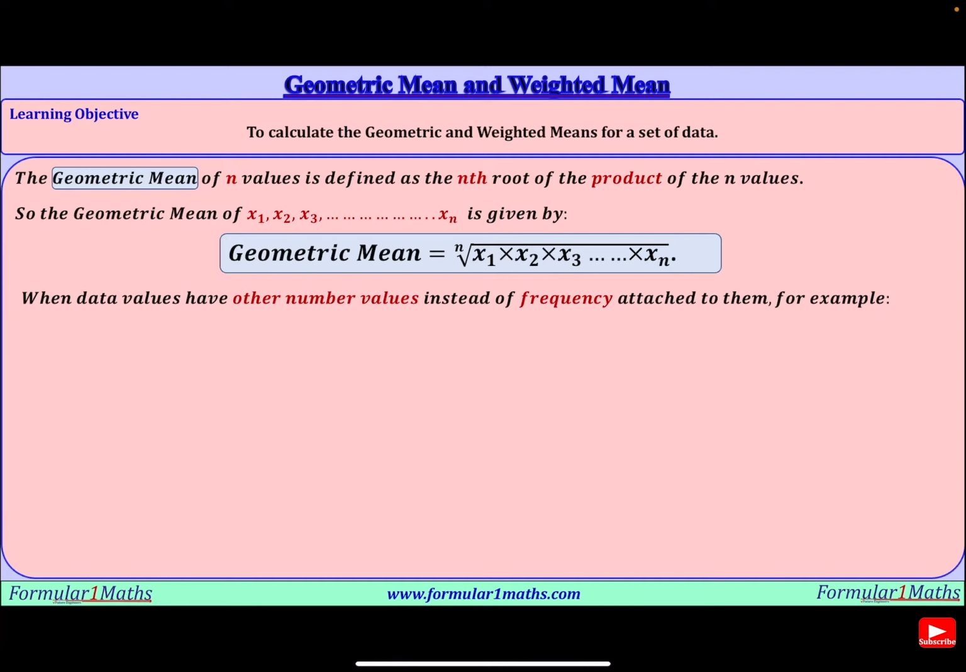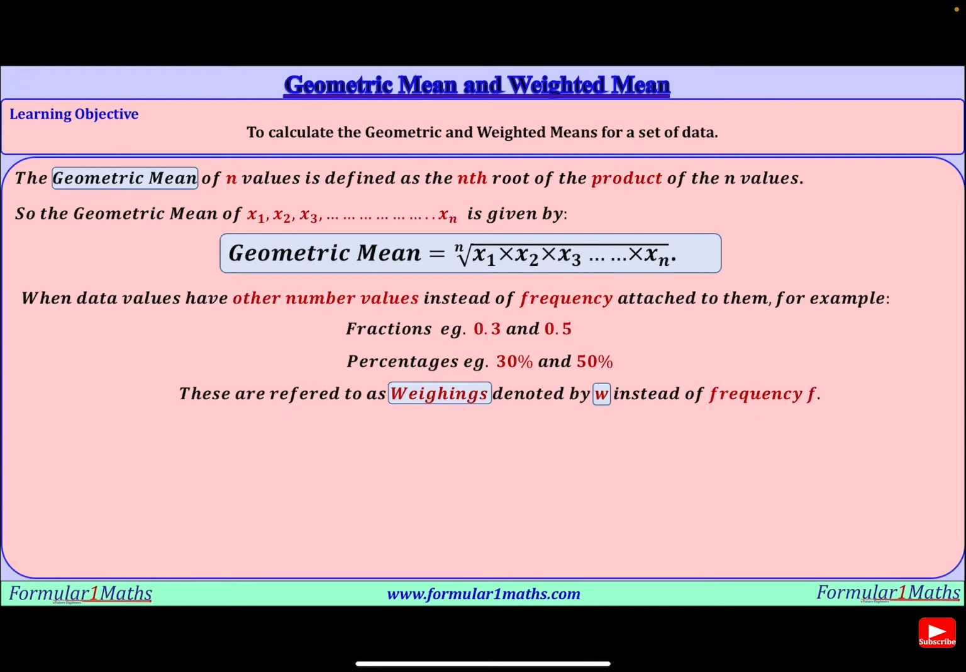As we've seen in previous lessons, in frequency tables, whole numbers are assigned to the data values. On other occasions, other number values like fractions and percentages are assigned to the data values instead of whole numbers that are normally known as frequencies. In that case, these fractions and percentages are referred to as weightings and denoted by W.